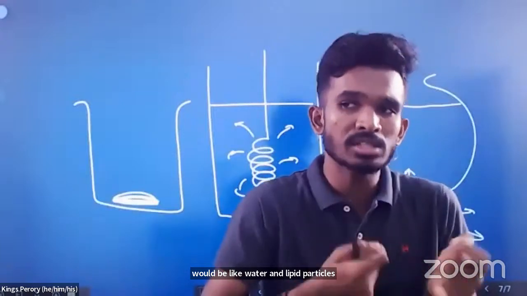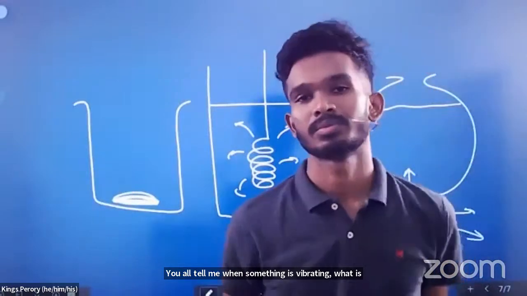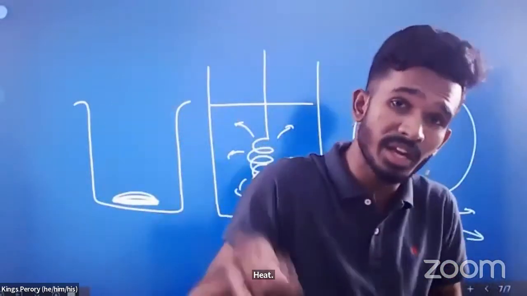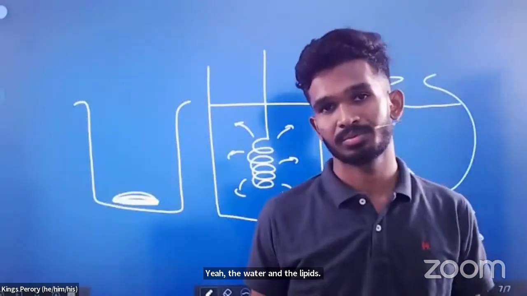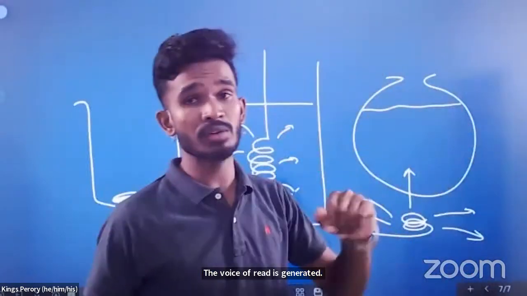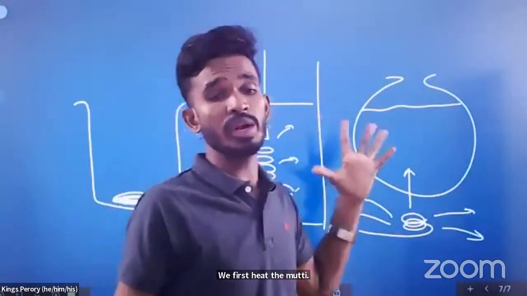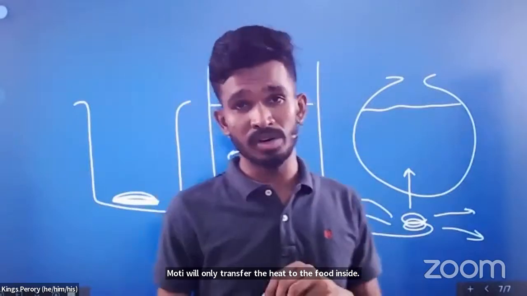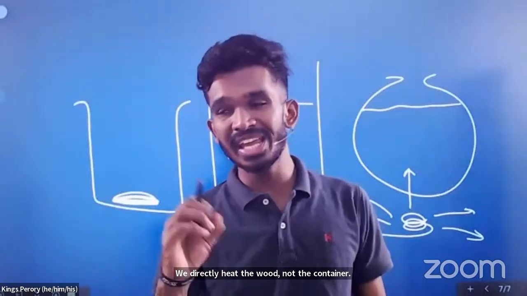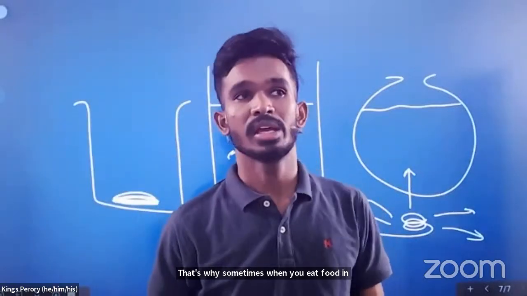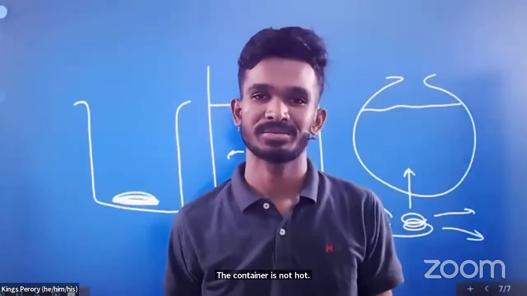You all tell me, when something is vibrating, what is generated? Heat. So basically heat is generated within the food itself, because the food has the water and the lipids. So no loss. Now in the normal heating method, what do we do? We first heat the pot, and the pot transfers the heat to the food inside. But in a microwave oven, we directly heat the food, not the container. That's why sometimes when you heat food in a microwave oven and take it out, the container is not hot, but the food inside is. That's the reason.